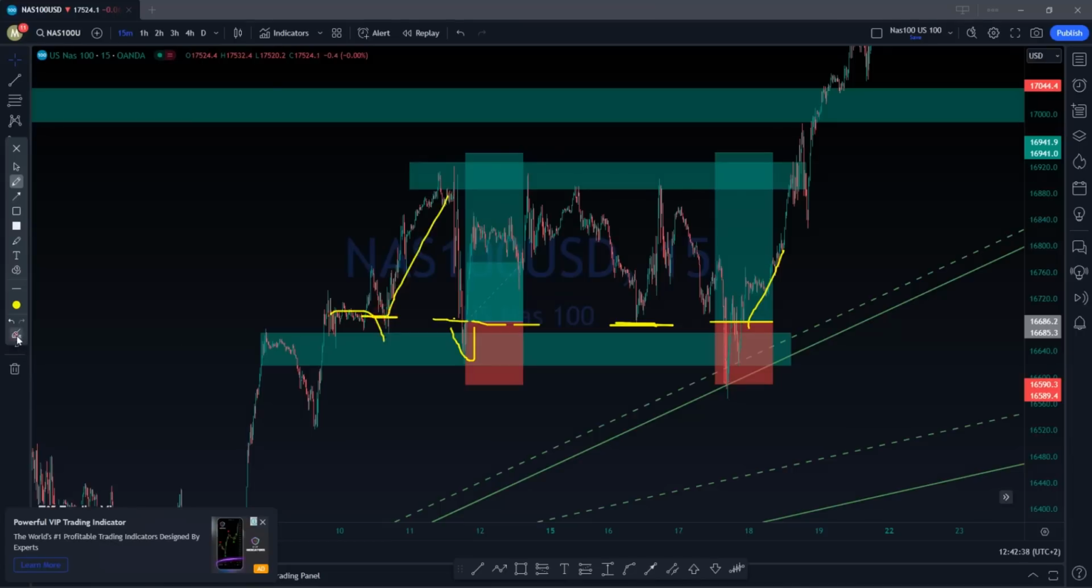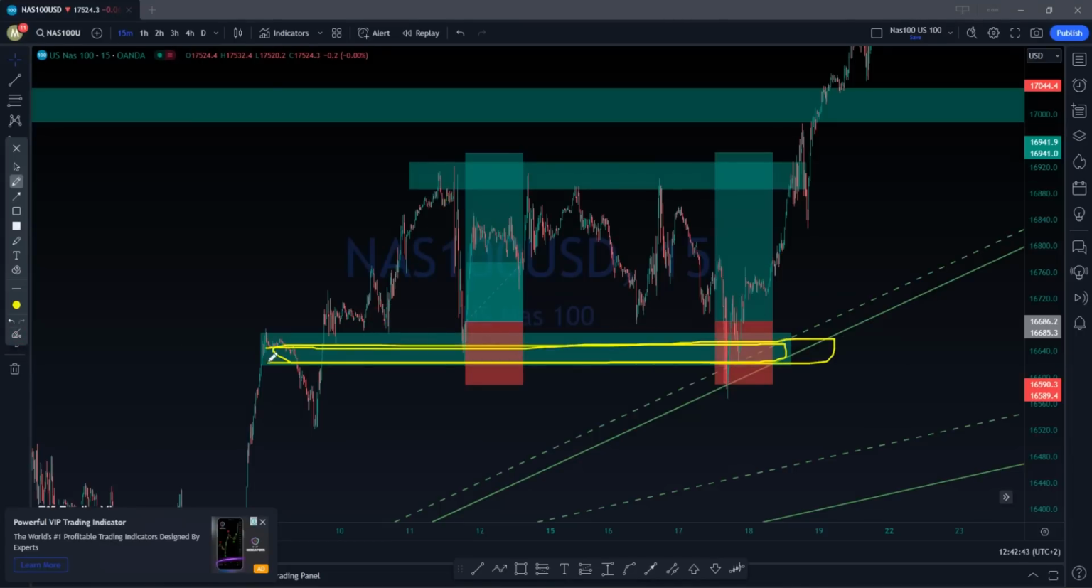But we don't buy here. We don't buy on top of the support area, because there is a chance that the market can continue pushing lower. So we wait for the market to bounce back, then our order will be ready.